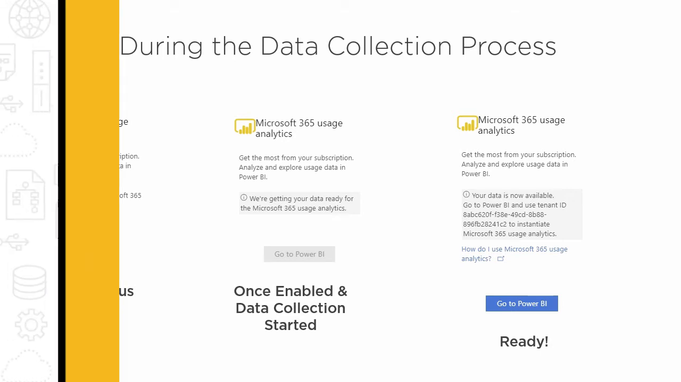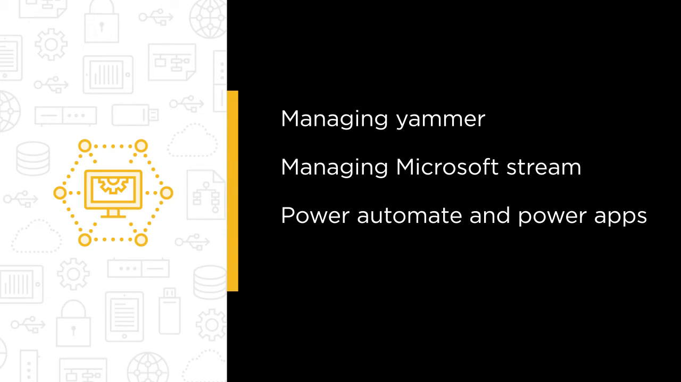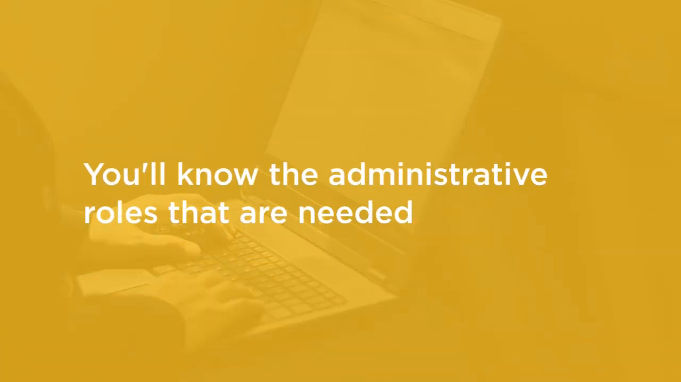Some of the major topics that we will cover include managing Yammer, managing Microsoft Stream, managing Microsoft Power Automate and Power Apps, and monitoring workload usage and usage patterns. By the end of this course, you will know the administrative roles that are needed to manage different Office 365 applications in your organization, the tools required, and how to manage them.